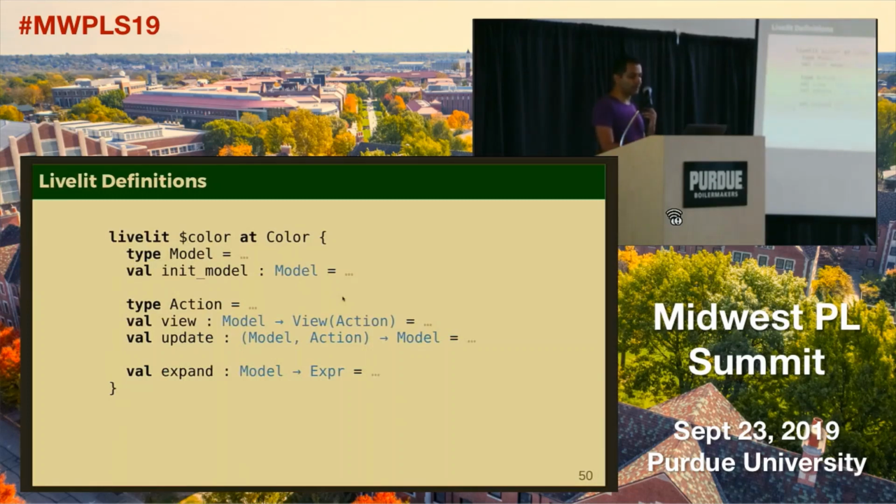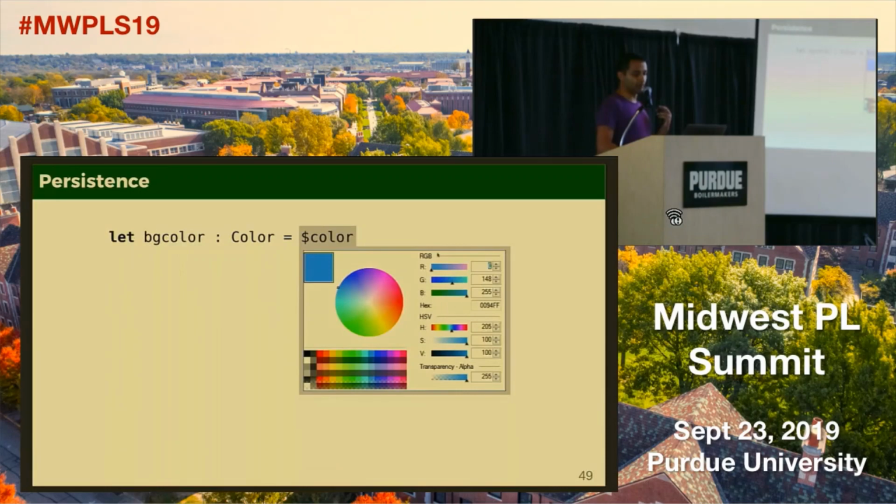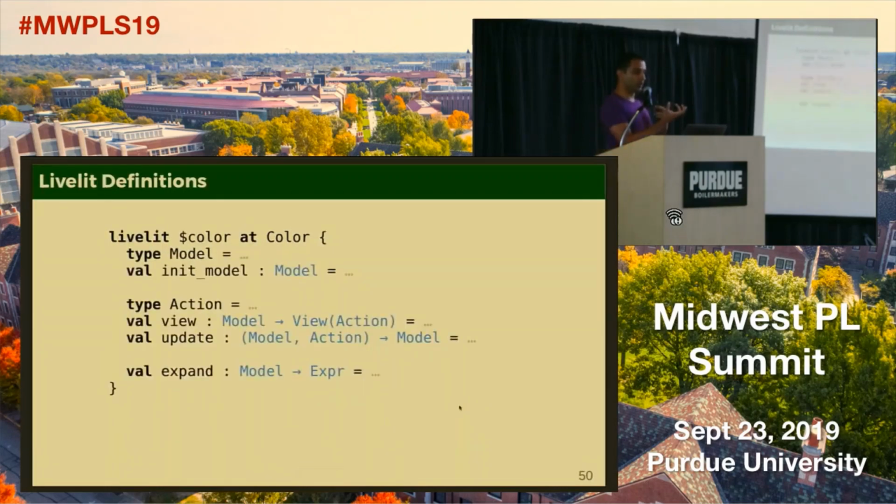What's distinct about our approach is that we also have this expand function whose purpose is to take a model and generate the underlying expression AST. So that would take the state of the color chooser, which might consist of the values and all these text boxes and so on, and it would produce the actual color expression. And so, in summary, the way we persist livelets is by just keeping around the model in the AST.